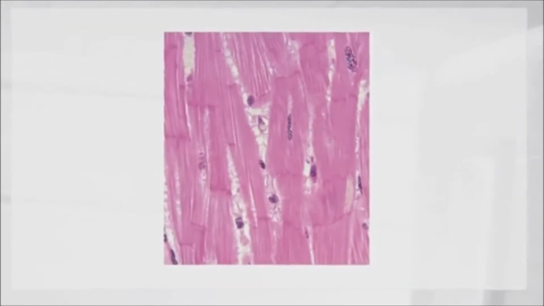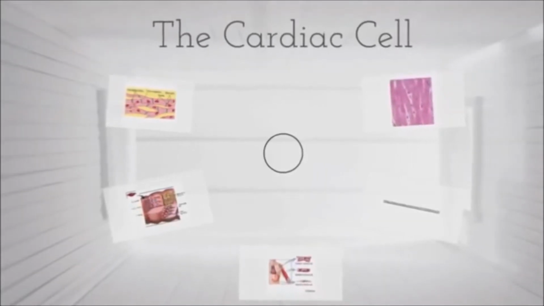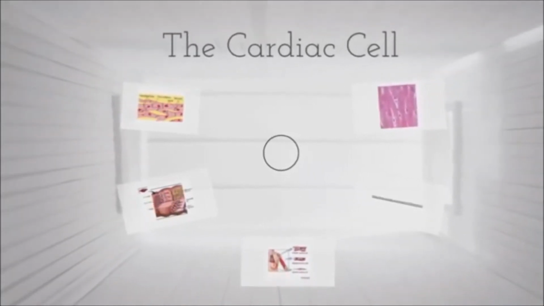This is a picture under the microscope of the cardiac muscle cell. The dark pink vertical lines that you see are the intercalated discs. The circular purple spots are the nuclei, and the lines you see that are vertical show how the cells are striated. And this is what you need to know about the cardiac muscle cell.